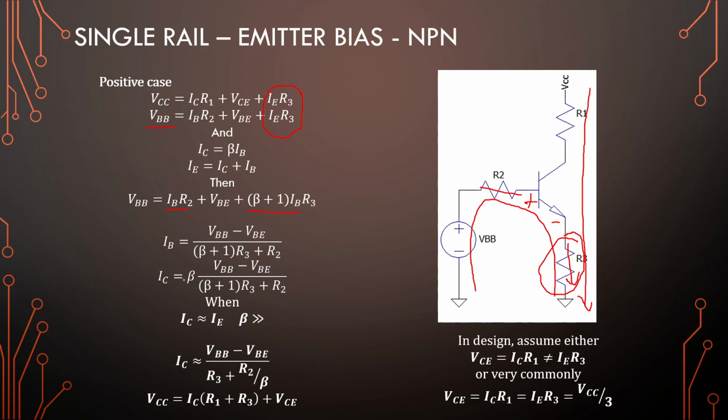Right. So if we multiply by beta, we can see something interesting happen. Beta plus 1 and beta kind of approach the same value if beta is a large value, right? Or the case when IC is approximately equal to IE. So if we divide top and bottom by beta, this term will cancel out. Well, close. So that's why we use the approximate. And we will end up with IC equals VBB minus VBE over R3 plus R2 over beta. And plugging in this IC approximately equal to IE term in the top one, we will find VCC equals (R1 plus R3) multiplied by IC plus this VCE over here. Okay, so these two are our design equations.